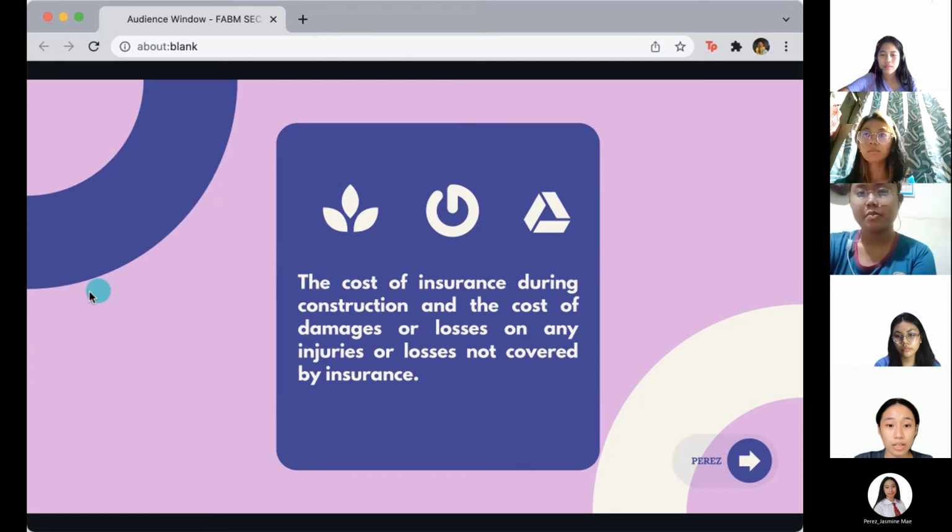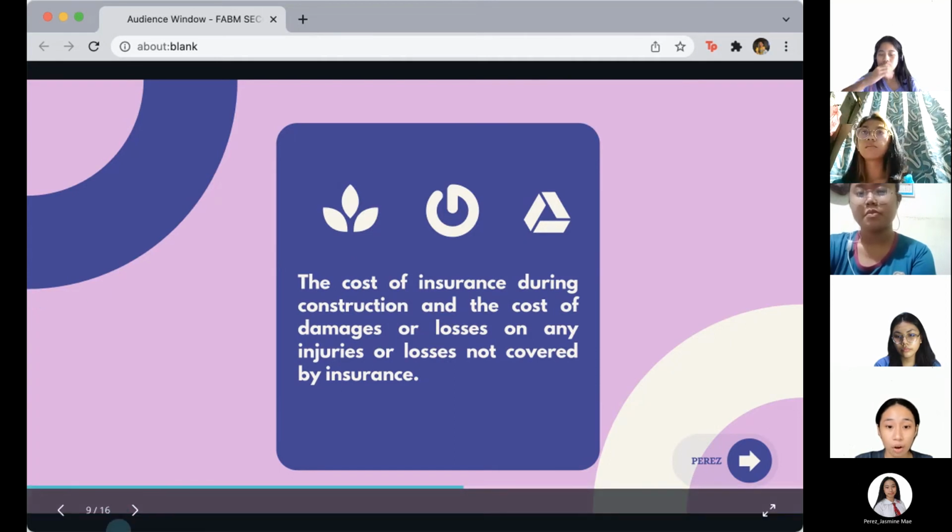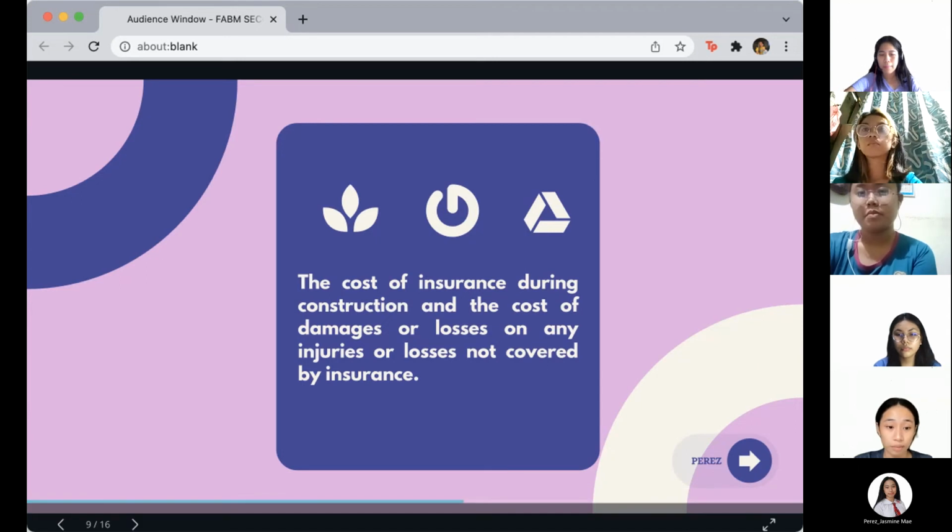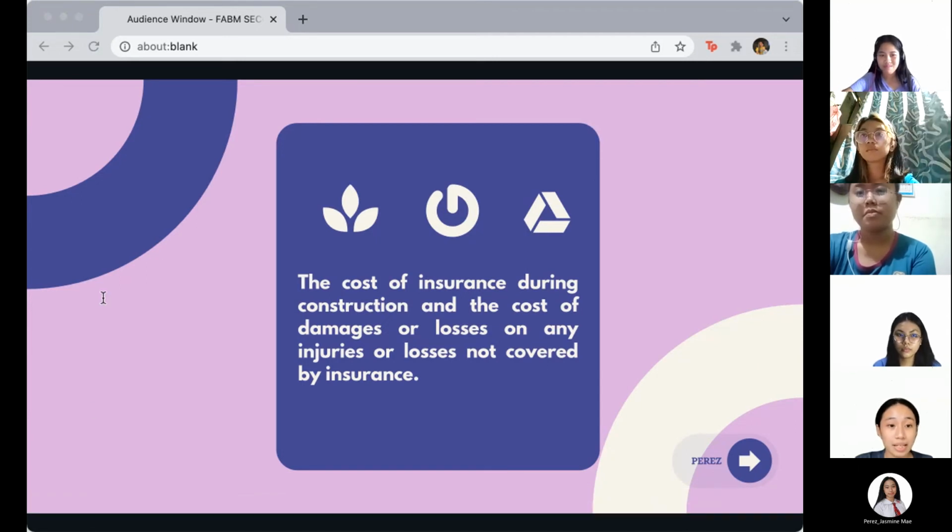The cost of insurance during construction and the cost of damages or losses on any injuries or losses not covered by insurance. When a business suffers a loss that is covered by an insurance policy, it recognizes a gain in the amount of the insurance proceeds received. The most reasonable approach to recording these proceeds is to wait until they have been received by the company. By doing so, there is no risk of recording a gain related to a payment that is never received.